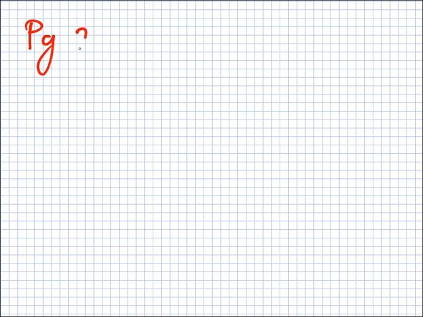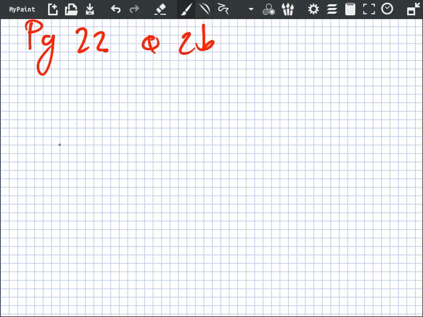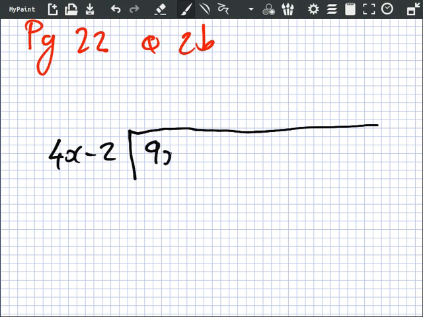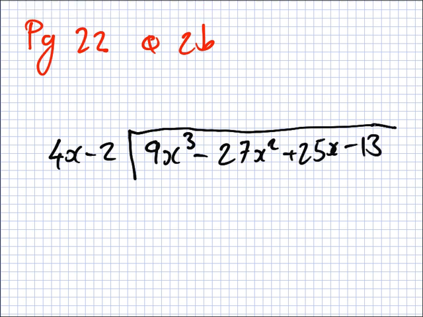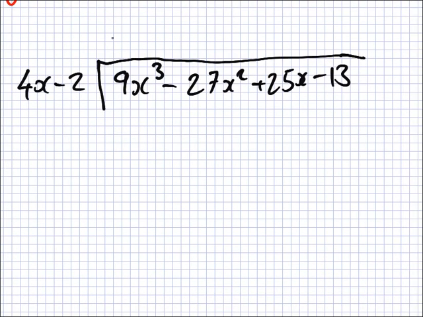Page 22, question 2b. What are we dividing here? 4x minus 2 divided into 9x cubed minus 27... plus 25x minus 30... minus 13. Right, so the first one here has to be 9 over 4 x squared. So 9 over 4 x squared times 4x would be 9x cubed. And then 9 over 4 times the 2 was what? Minus 9 over 2 x squared?